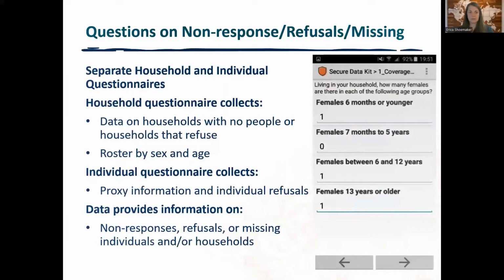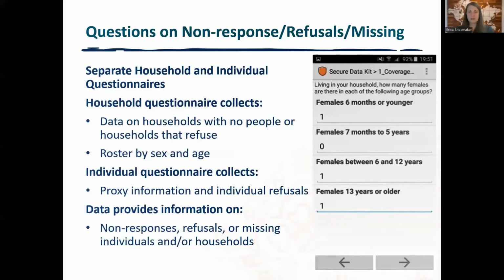The first adaptation I would like to discuss is the development of separate household and individual questionnaires. The WHO CES questionnaire lacks the ability to capture non-responses, refusals, missing individuals, or missing households, which makes it difficult to determine an accurate non-response rate for the survey. The advantage to having a separate household questionnaire is that the survey team has a dedicated place to record data on households that have no people at the time of the survey or households that refuse to participate.